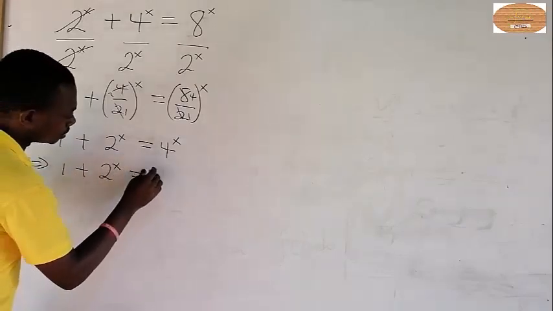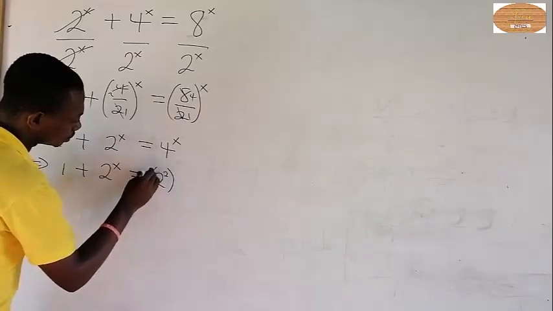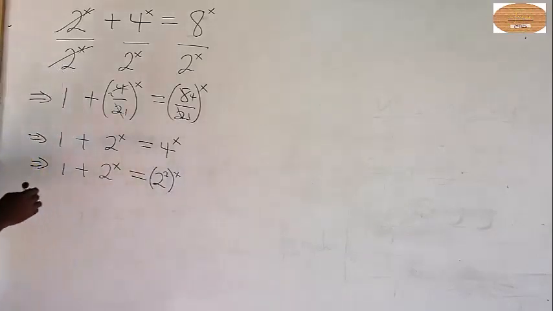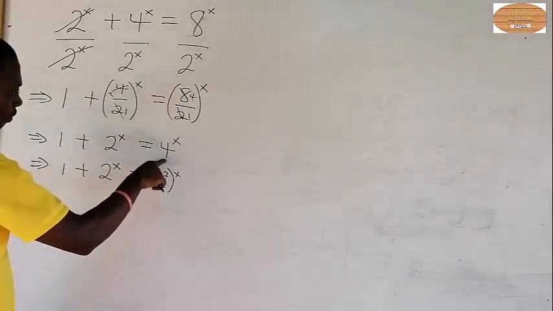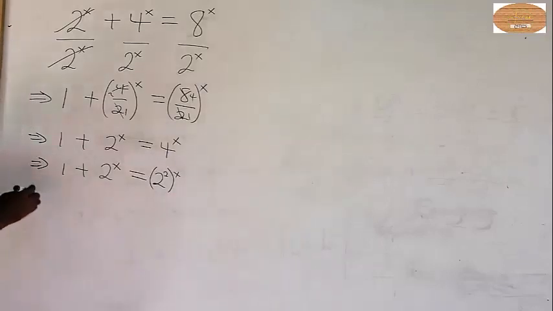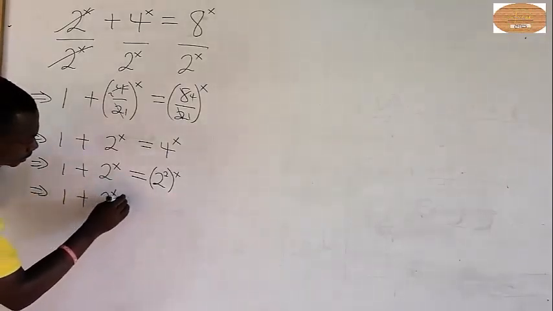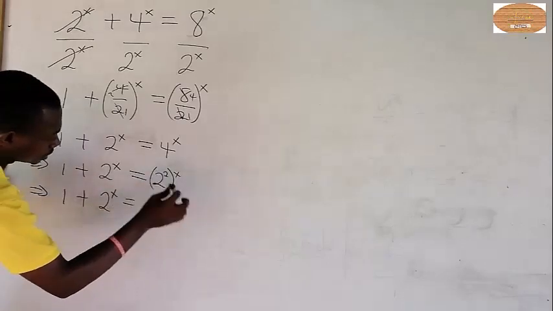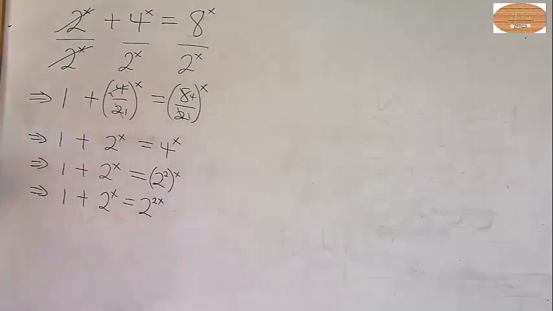So this one is the same as 2 to the power 2, all to the power x. Yeah. So this one is 2 to the power 2. 2 to the power 2 is 4. Then our x is there. So this one is the same as 1 plus 2 to the power x. So we can multiply this one. So I can say 2 to the power 2x.